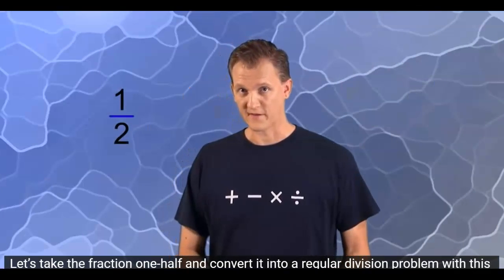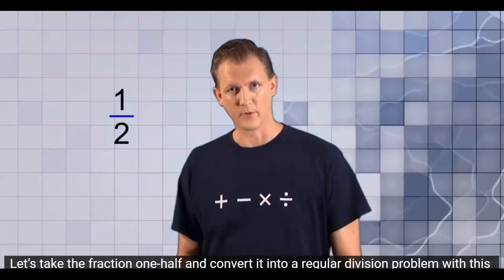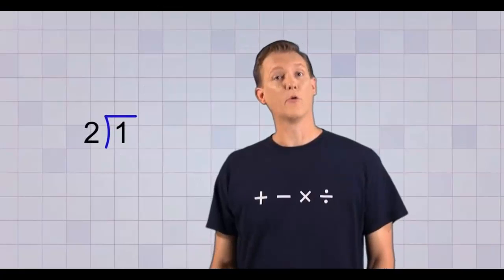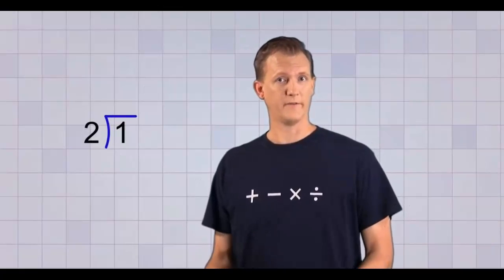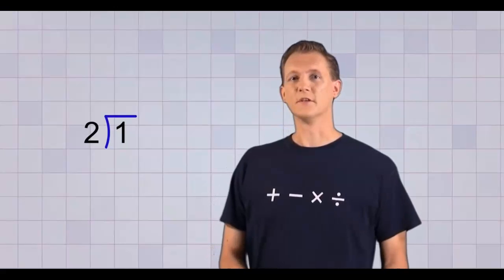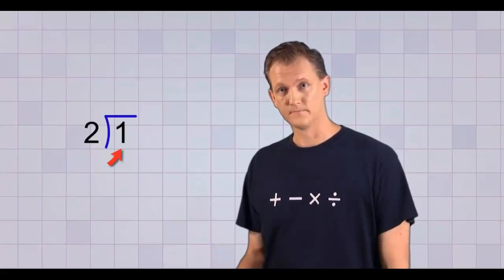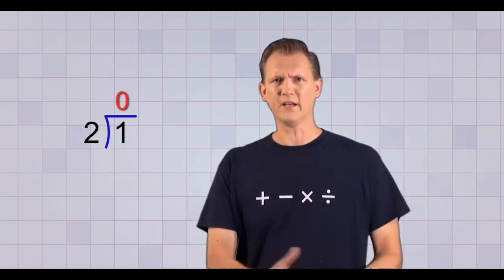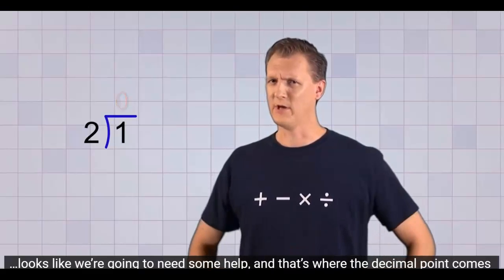Now there's two ways we can do the division. The easy way and the hard way. Now, just because I'm mean, we're going to start with the hard way. Let's take the fraction 1/2 and convert it into a regular division problem with this division symbol. Now all we have to do is follow the procedure for division. We just see how many times this 2 divides into this 1. Uh-oh, it won't divide any times. 2 is bigger than 1. Looks like we're going to need some help.